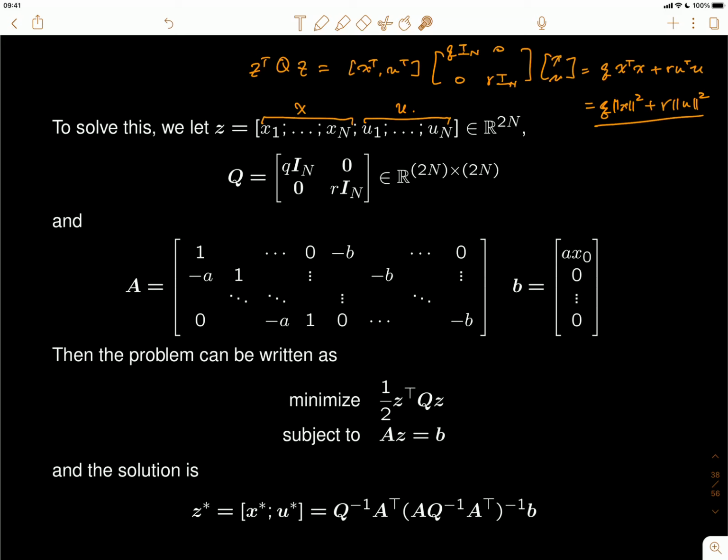And then solving this, we know that this has a closed form solution, as we did before, and the closed form solution is this. Okay, so that's the general solution. So the A, b, and Q are given in this way.